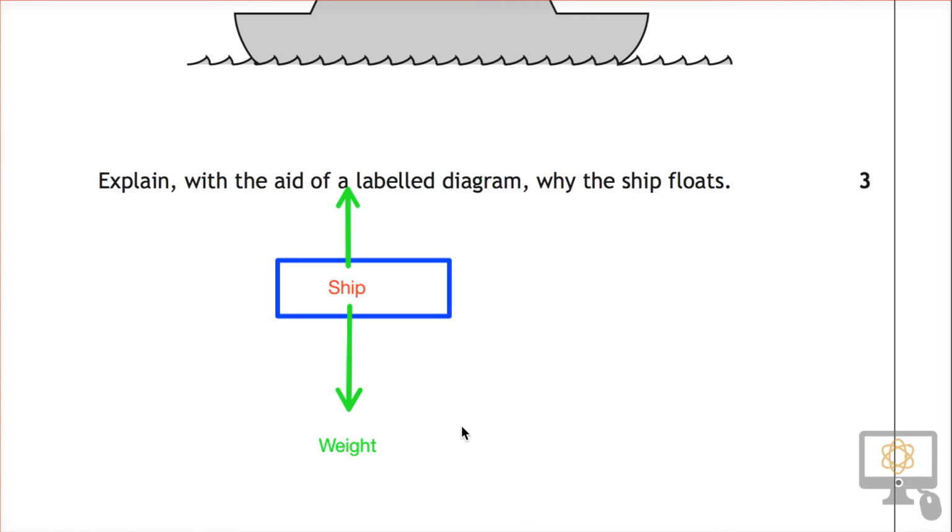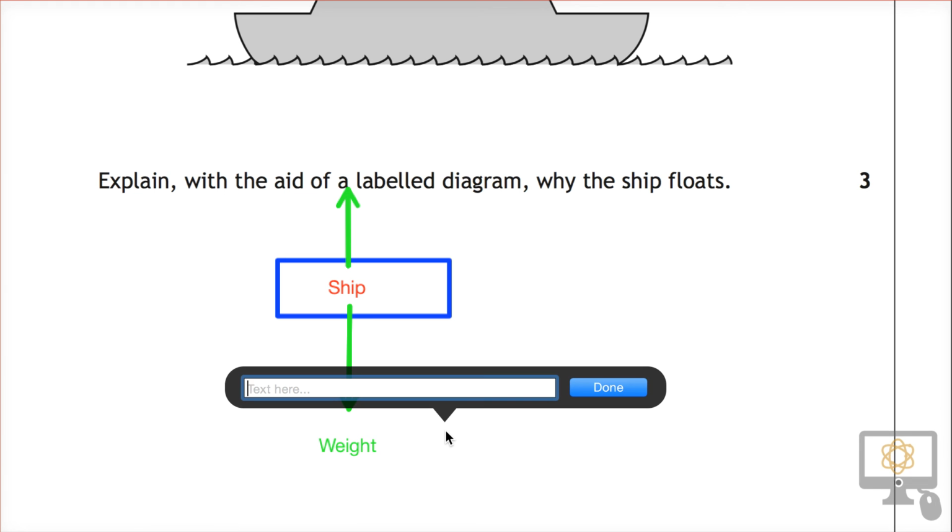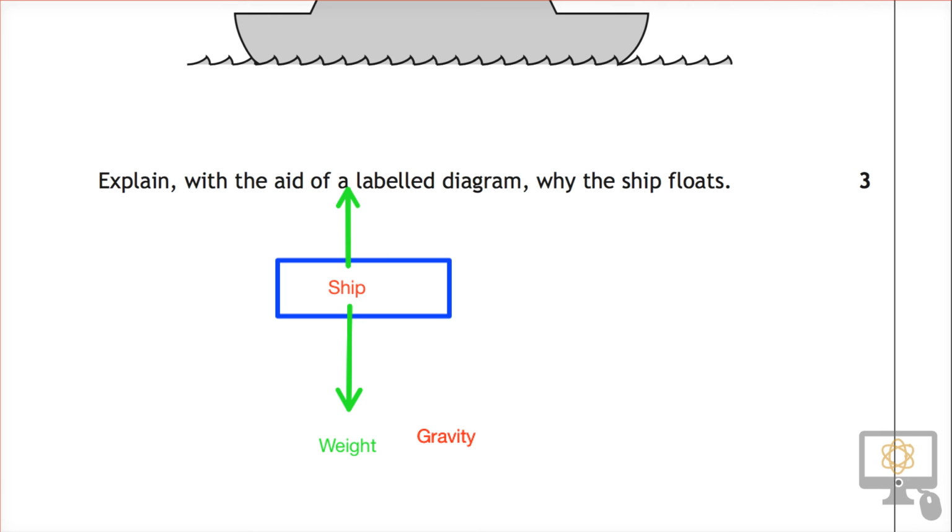You might also be tempted to write something like gravity. And gravity is definitely incorrect. So we cannot use gravity. Best thing to use is just weight downward. Okay. And then the more challenging part is, what is the upward force called?